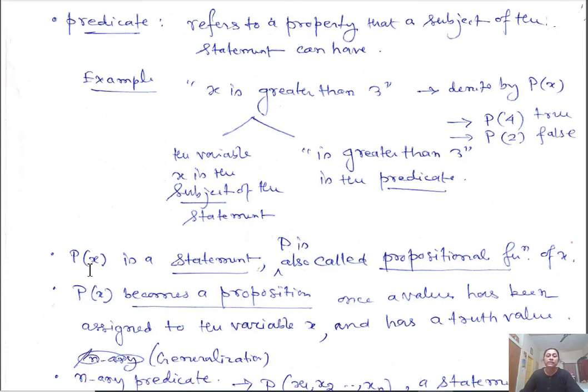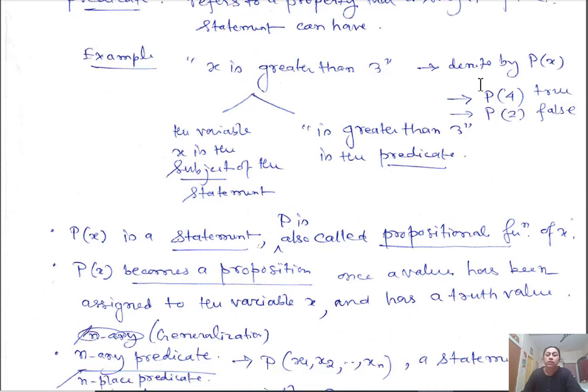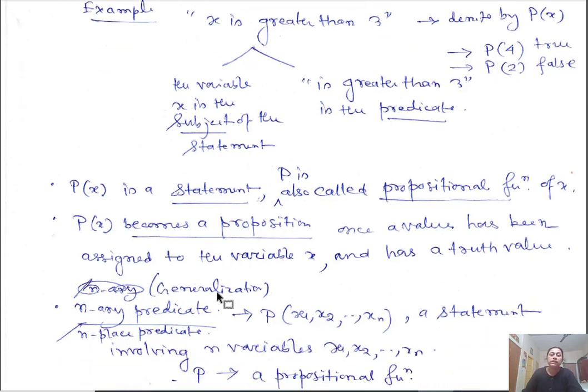So P(x) is a statement. Now, when you assign a value to this x, it becomes a proposition. P is called a propositional function of x, and it becomes a proposition once a value is assigned to the variable x, and then it will have a truth value, either true or false. This is a one-place predicate. You can generalize it to an n-place predicate.